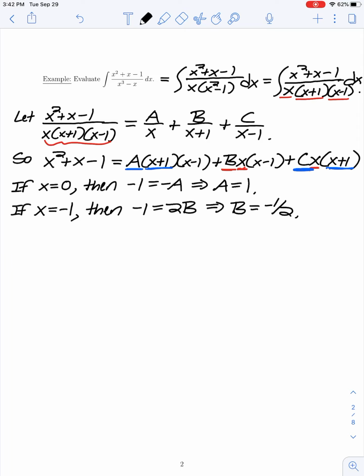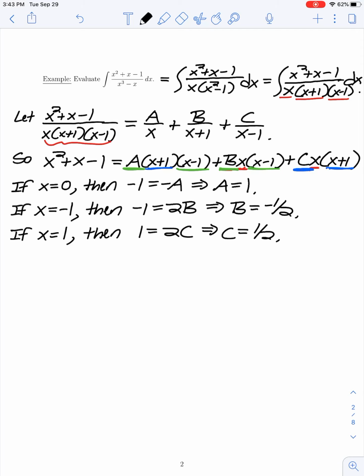And for my last coefficient, c, that I'm trying to solve for, I ask myself for the terms involving a and b, what could I substitute in for x to kill off those terms? And here, both of those terms involve a factor of x minus 1. So if I choose x equal to positive 1, those terms will disappear. And my equation would be given by 1 is equal to 2c, which implies that c would be 1/2.